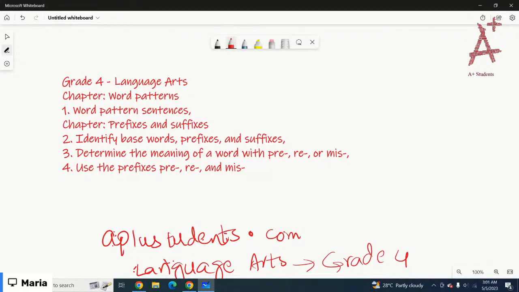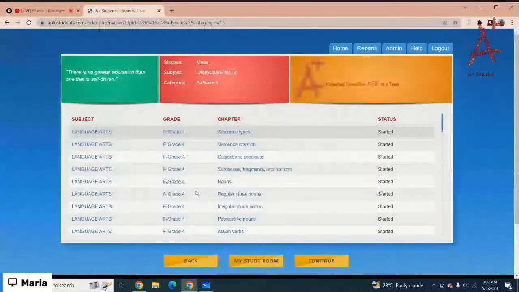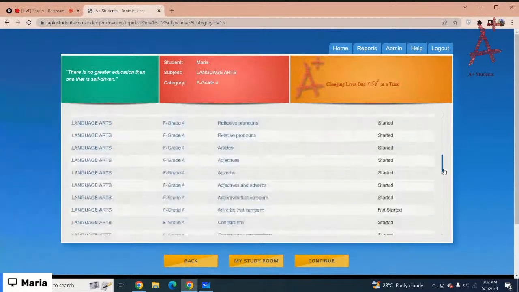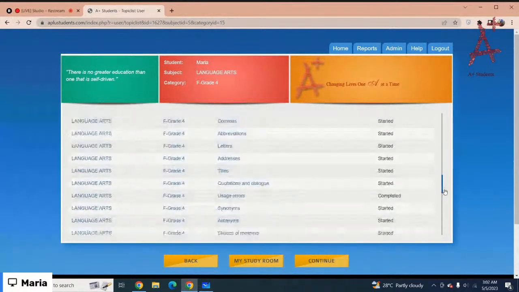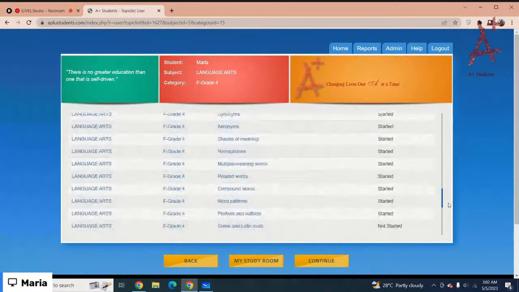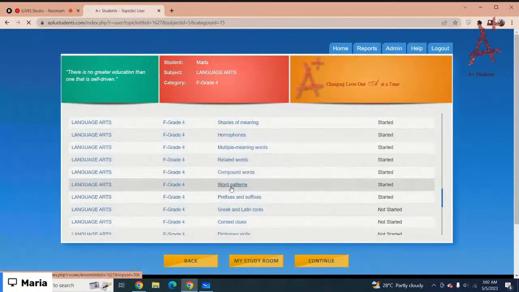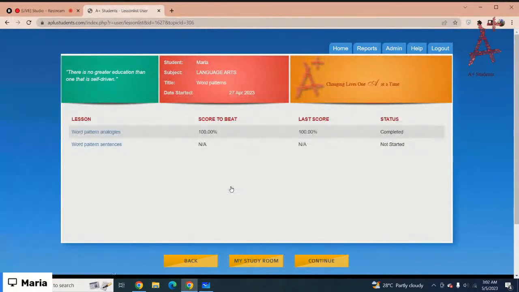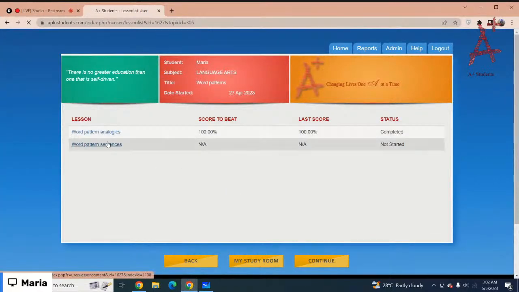Let's just start with the first lesson, that is from the chapter word patterns and tenses. Here I am on grade 4 language arts, and the lesson is word patterns. Let's just start with the lesson word patterns and tenses.